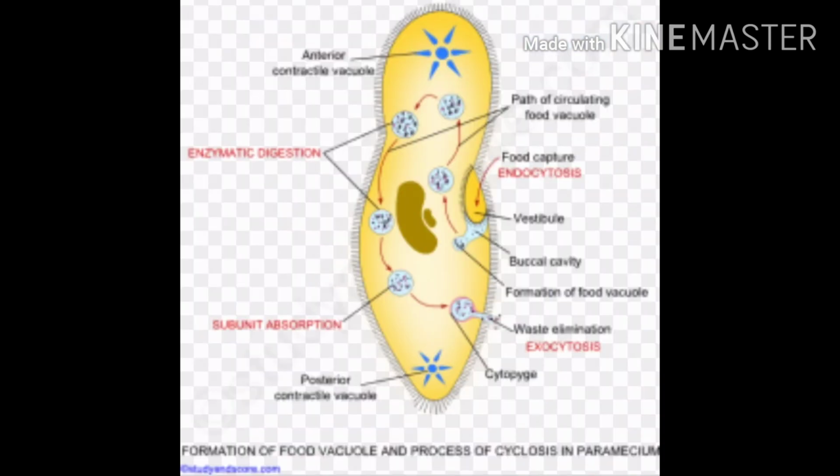In paramecium, which is also a unicellular organism, the cell has a definite shape and food is taken in at a specific spot. Food is moved to the spot by the movement of cilia, which cover the entire surface of the cell.